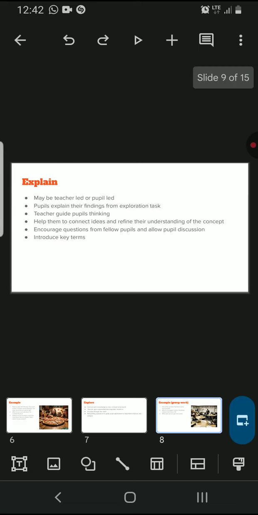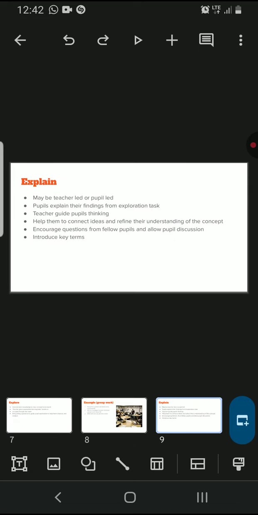Then, after exploration, the teacher has to allow the pupils to now present their findings from the exploration, because exploration is usually in groups.